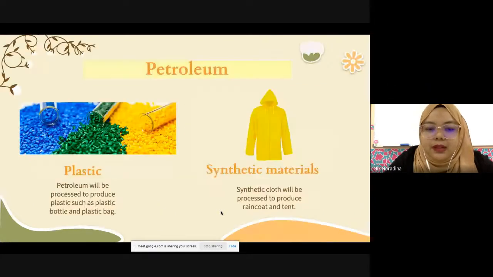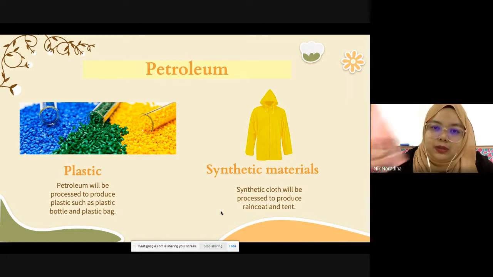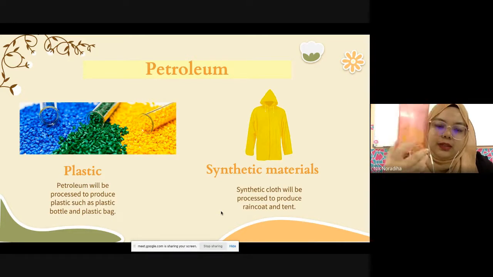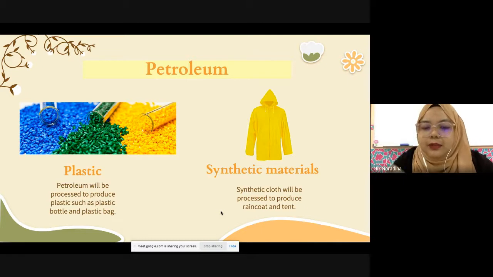For example, we have plastic. Just now, Akhil mentioned plastic bag and also synthetic materials. Plastic and also synthetic materials are made up from petroleum. Petroleum is the basic source. So petroleum will be processed to produce plastic, such as plastic bags, like I mentioned just now, and also plastic bottles like the one I'm holding right now. It's made up from petroleum.